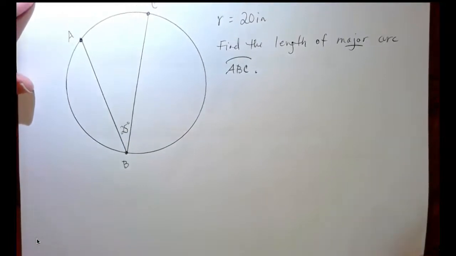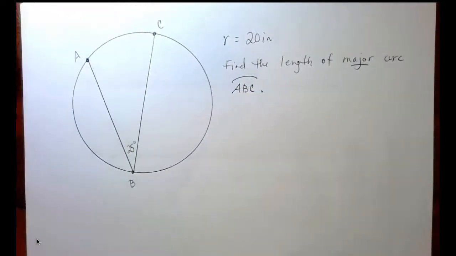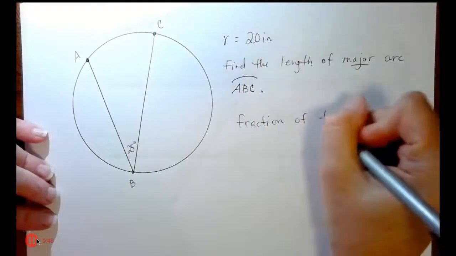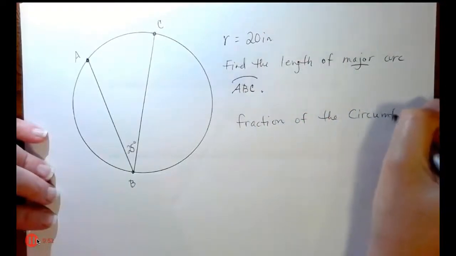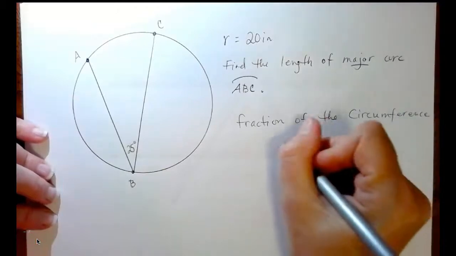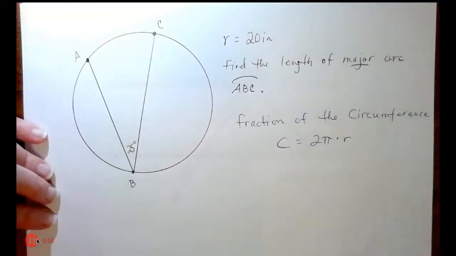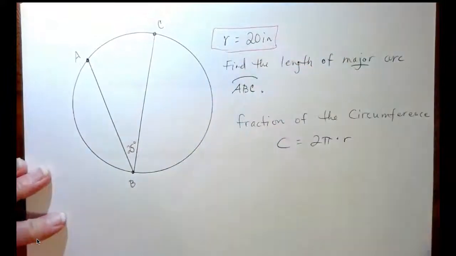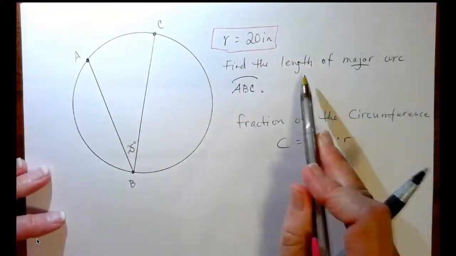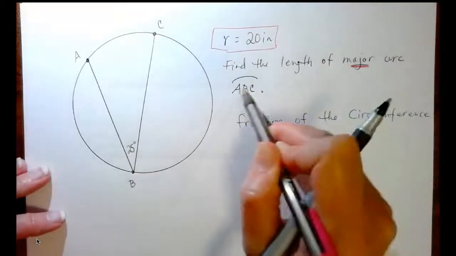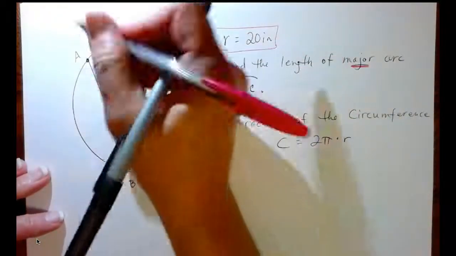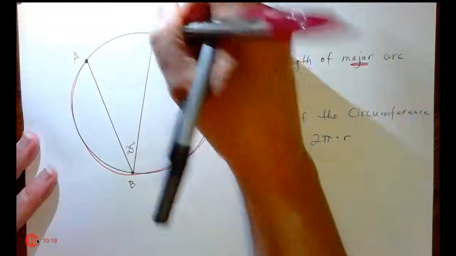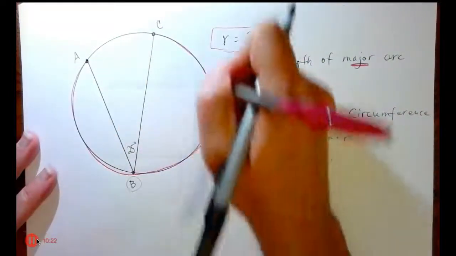Next, arc length, like we talked about in class. Remember that arc length is simply a fraction of the circumference. And the formula for circumference, C equals 2 pi times r. So in our particular circle, we have a radius of 20 inches, and we want to find the length of the major arc ABC. The major arc ABC starts at A and goes all the way around this way in order to include point B. So we're after this major arc.